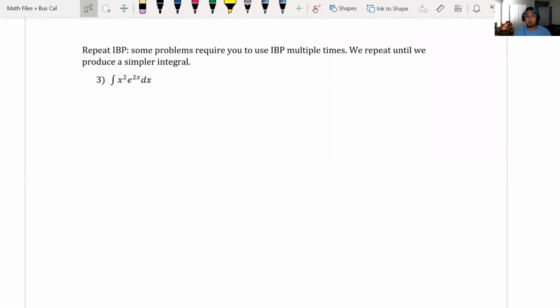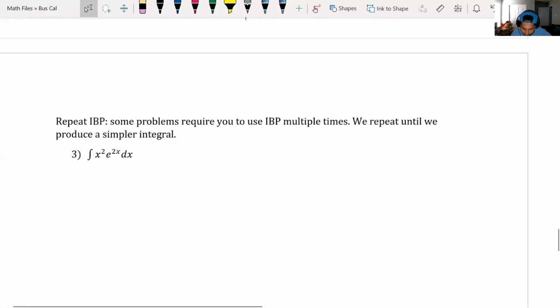All right, very last one, forever, okay? Some problems require you to use integration by parts multiple times. We repeat until we produce a simpler integral. Okay, so there it is, the integral of x squared e to the 2x. This is just like the very first one. So remember that if you're ever given e to the x, make sure that's under your integral. Make sure that's your dv. So here we go, let's label some stuff.